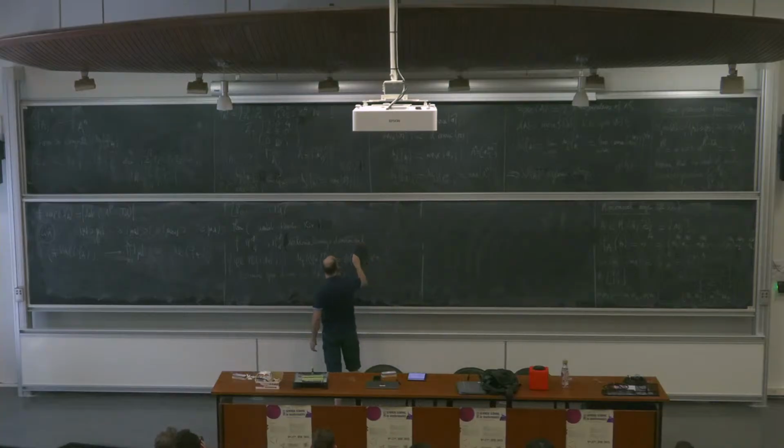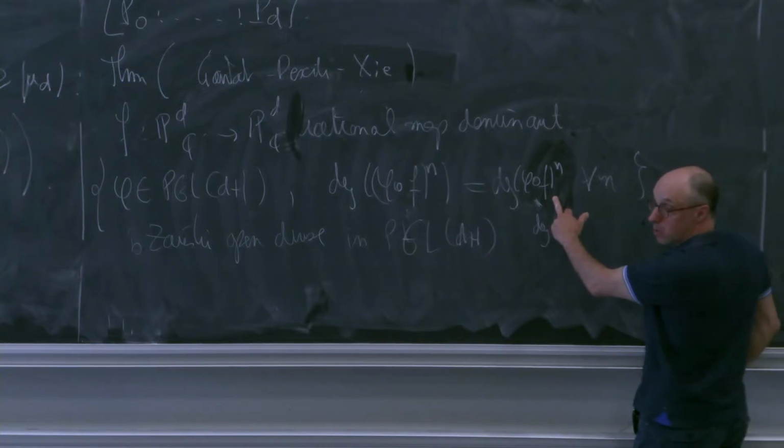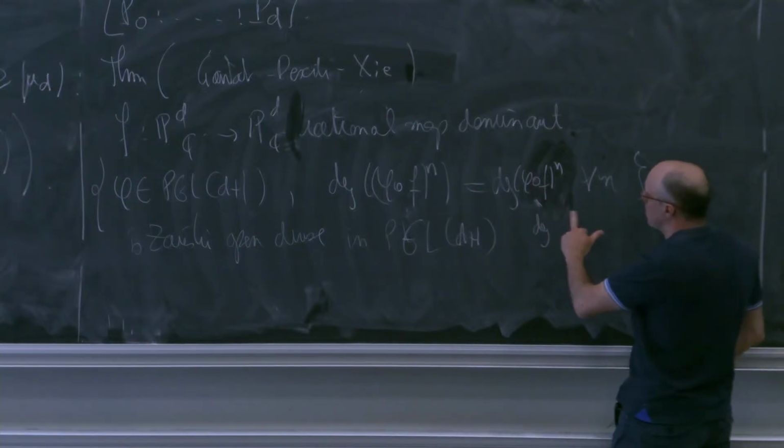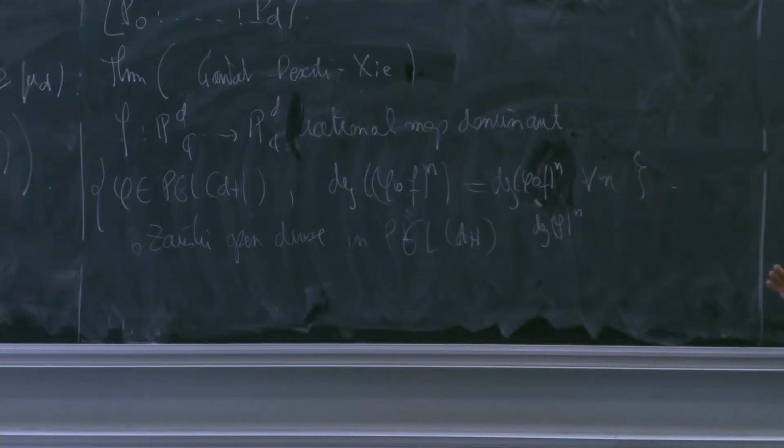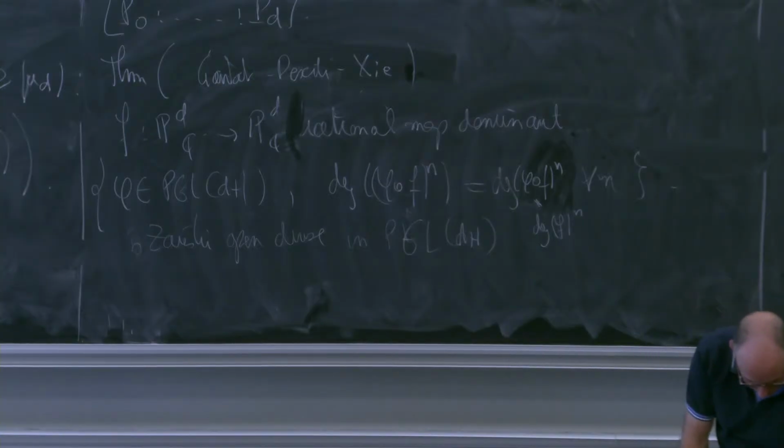If you want, it's like this. But in fact, this is the degree when you post-compose with an element or pre-compose, the same. This is the degree of f to the n. Yeah. No, but that's right. You're always playing with n, and they can move around, and then you say stupid things.